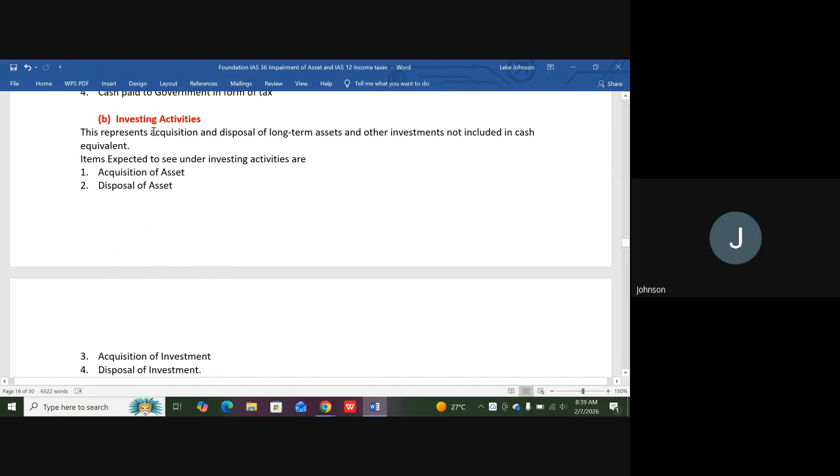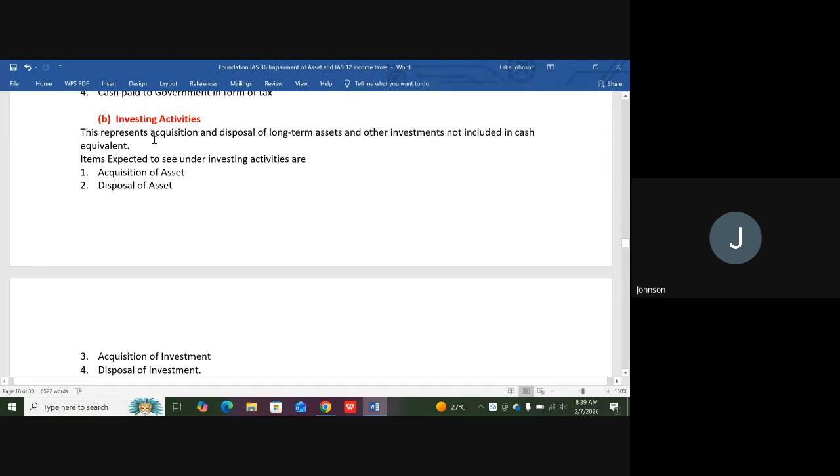So the next thing we're looking at is the investing activity. So when you talk about investing activity, obviously from the way the name sounds, you know that when you are investing something, you are putting your money and then you are expecting a return on your investment, right? So investing activity, what is investing activity? Now, what are the things that we can classify as investing activity?